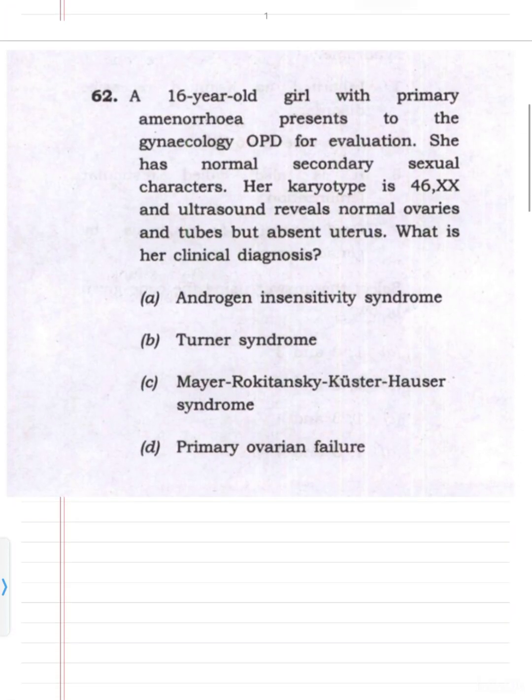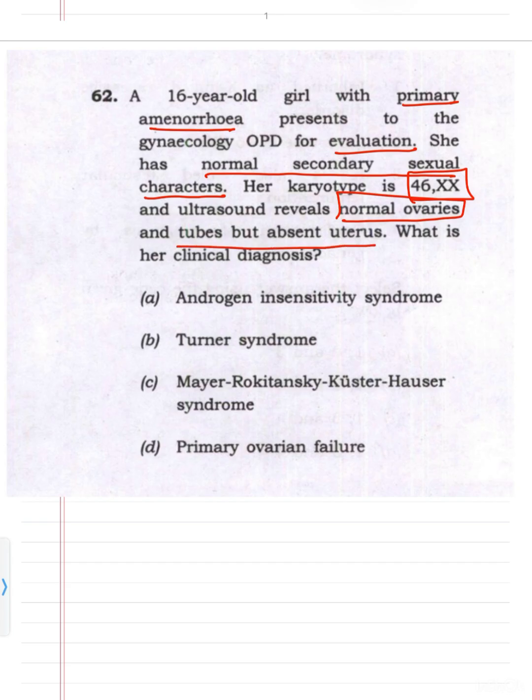Now coming to the 62nd question. A 16-year-old girl with primary amenorrhea is presenting to the gynecology OPD for evaluation. When you examine her, you find that she has normal secondary sexual characteristics. Her karyotype is 46XX, which is normal. The ultrasound reveals that the ovaries are normal, tubes are normal, but the uterus is absent. What is the clinical diagnosis?